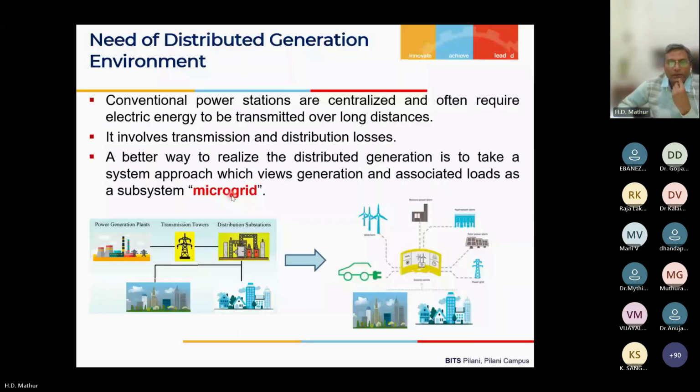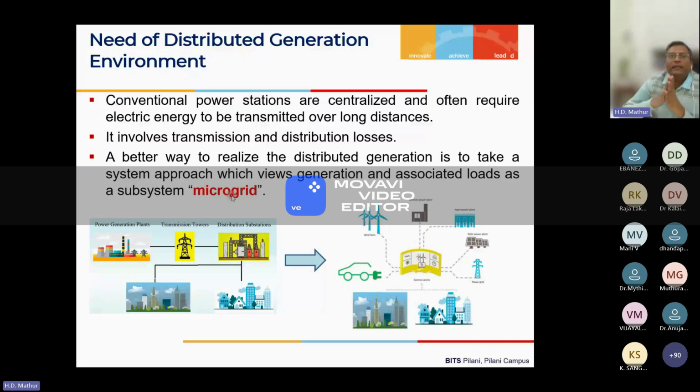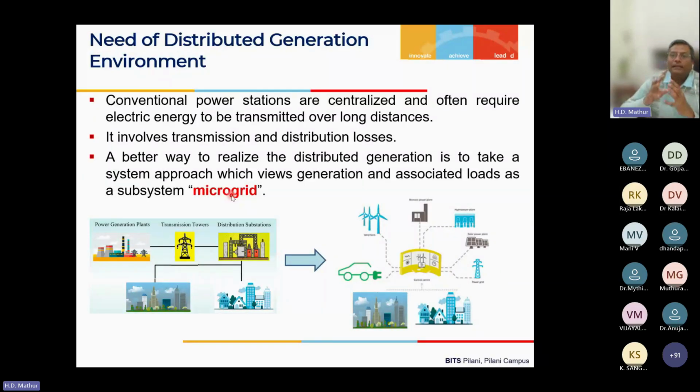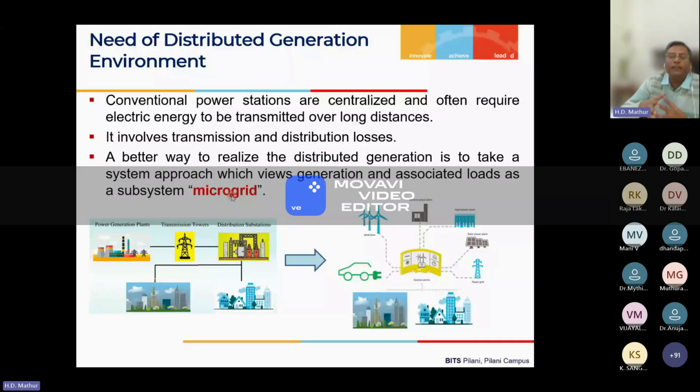So this is another thing. Why do we need this distributed generation? I mean, solar, wind, and other things. Because conventional power stations are centralized and often require electricity, as we all know, to be transmitted over long distances. We don't have a power plant in the city where we live. It would be at a very far distance.